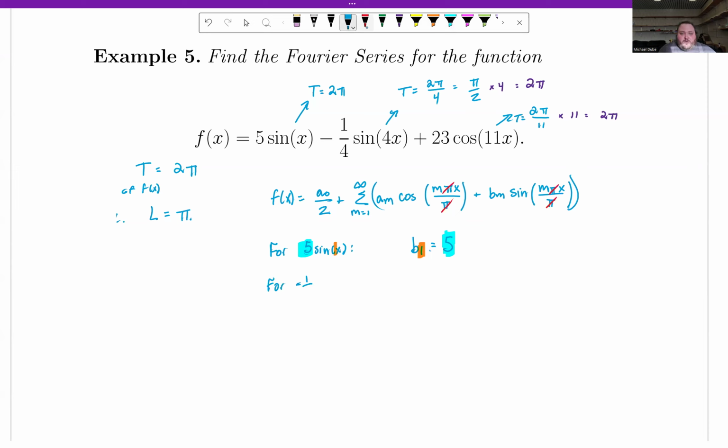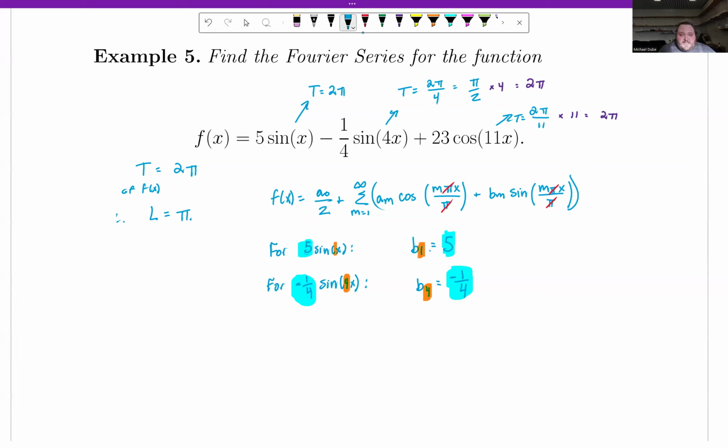Next, negative 1 over 4 sine of 4x. That means we need a coefficient of negative 1/4. So one of the coefficients has to be equal to negative 1/4. But the coefficient that is negative 1/4 has to be b4, because this m value goes into here. And so we get 4 times x. I'll highlight here, it's a bit clearer. The fourth coefficient of b has to be equal to negative 1/4.